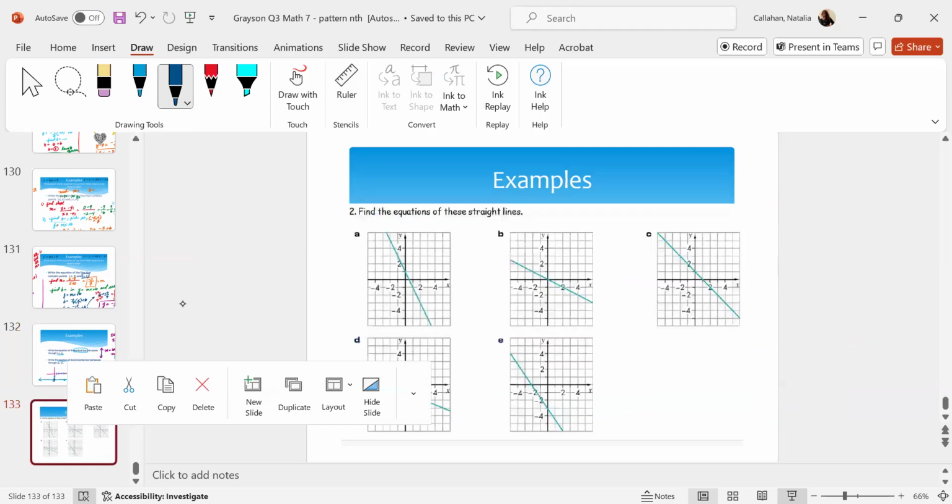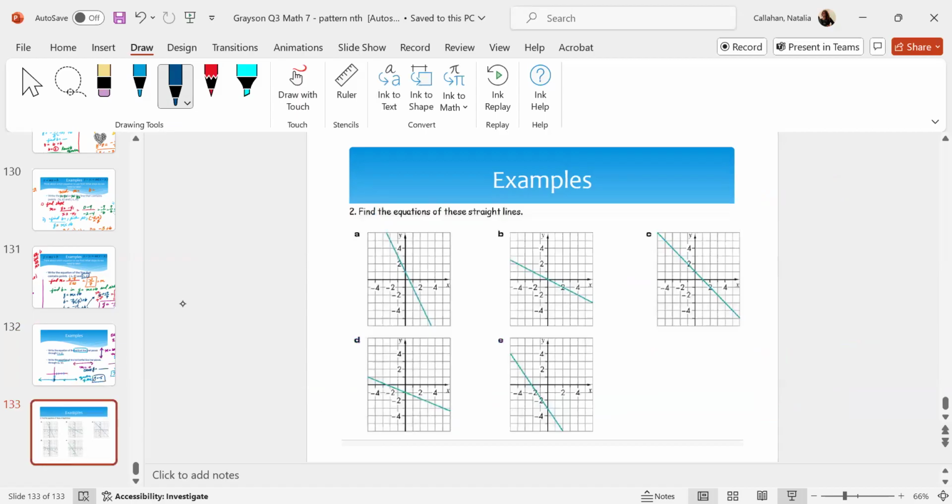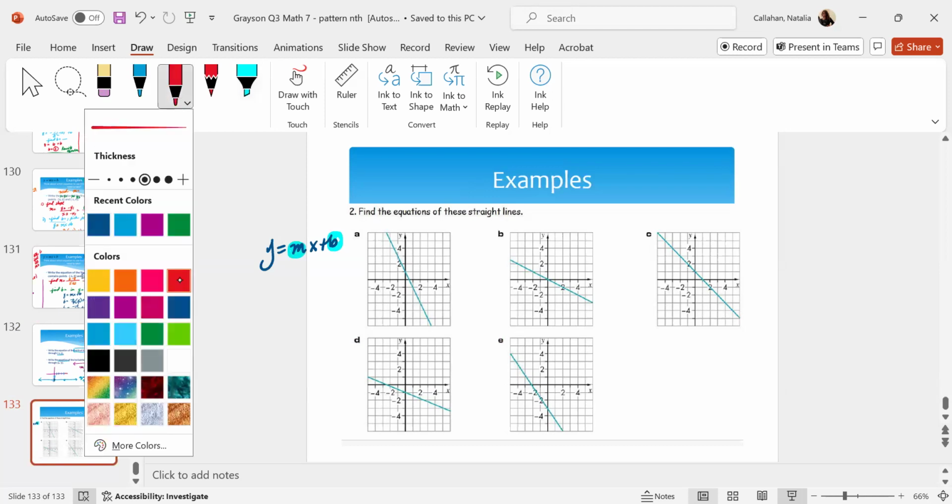Okay, last one. Find the equation of these straight lines. With these ones, remember, you're now working backwards because it's not giving you any points, it's not giving you the slope, it's just giving you a graph, and you need to fill out y equals mx plus b. What are the two things you always need when you're looking at the equation of a line? Slope and y-intercept. Yeah. So you can start with whichever.